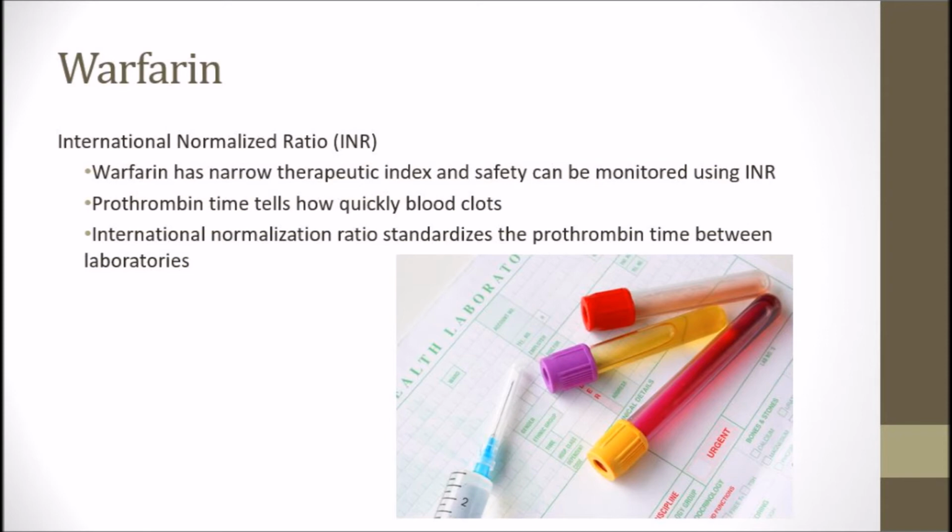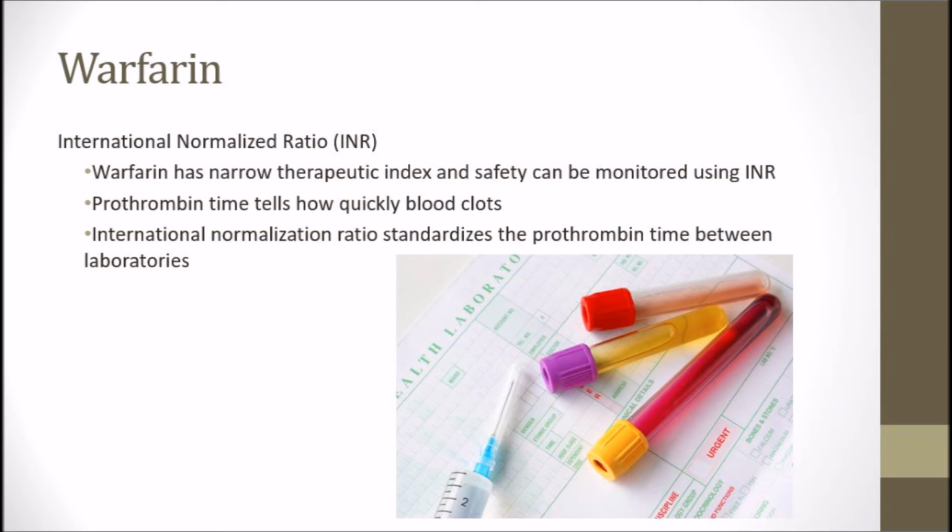The prothrombin time in the body is going to tell us how quickly the blood is clotting. However, it depends on what time zone you're in and where you are in the world. With the INR, the International Normalized Ratio, it will standardize the time between the laboratories. So if you're in Tallahassee or if you're in California, your INR will be the same.